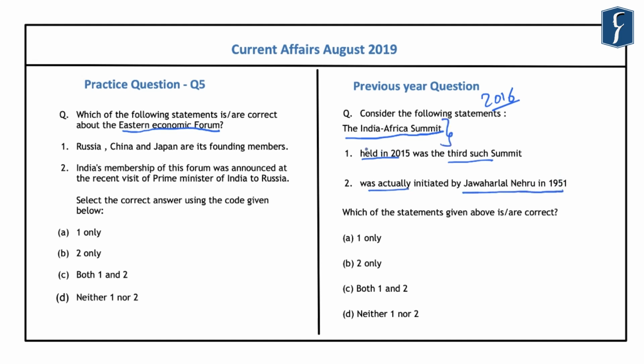Now, if you had followed the India-Africa summit that was held in that year, you could have easily identified that the summit which was held in 2015 was the third such summit, and hence the first statement was correct. Now, the second statement that it was actually initiated by Jawaharlal Nehru is incorrect because it was started in the year 2008 itself. Now, this statement by the UPSC was particularly added to this question to confuse the candidates.